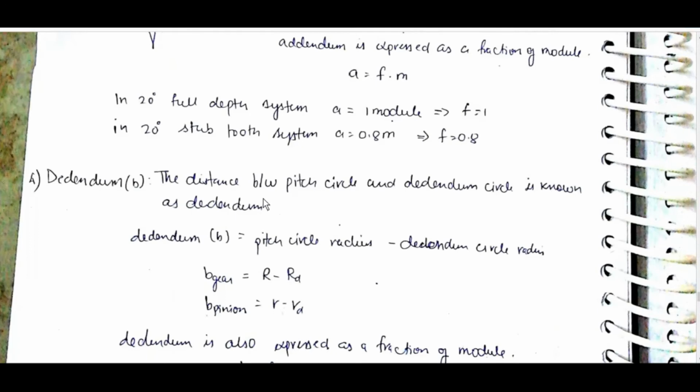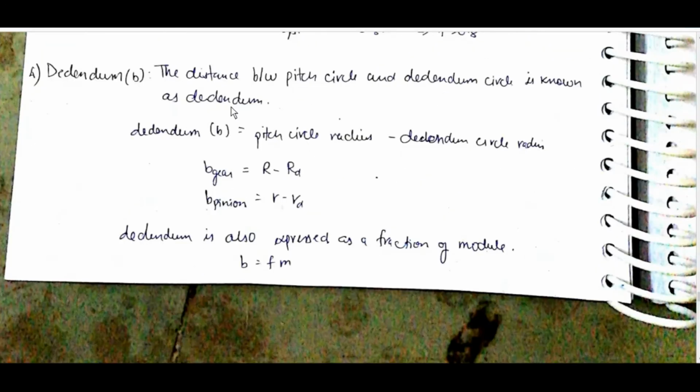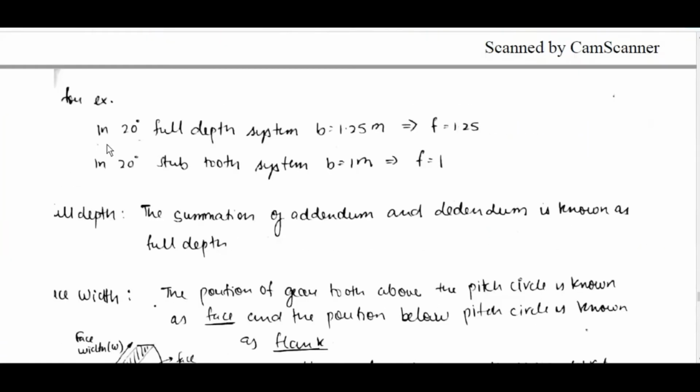Dedendum B. The distance between pitch circle and dedendum circle is known as dedendum. Dedendum B is equal to pitch circle radius minus dedendum circle radius. B gear is equal to capital R minus capital RD. B pinion is equal to small r minus small rd. Dedendum is also expressed as a fraction of module. B is equal to Fm. For example, in a 20 degrees full depth system, B is equal to 1.25 m, F is equal to 1.25.